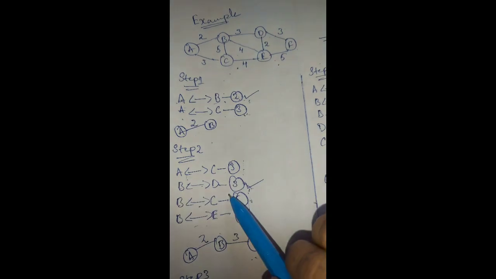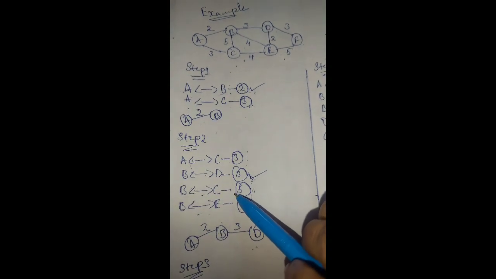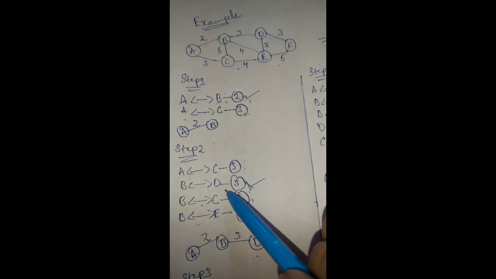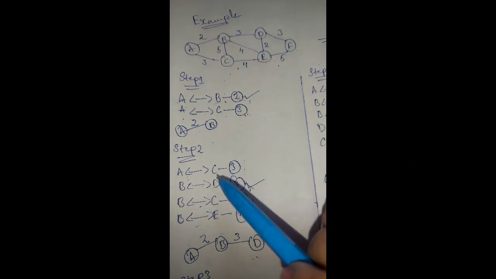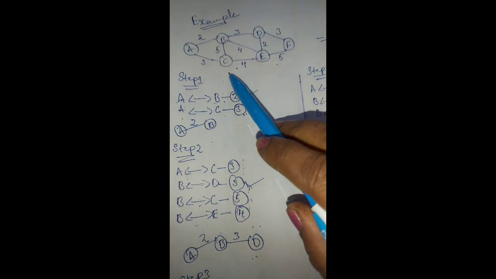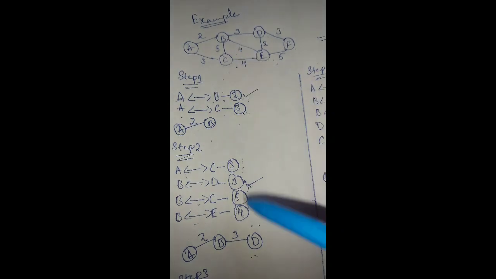Coming to step 2, that is A to C, I have to continue in step 2. So that is A to C, and B to D, and B to E and B to C, and take the cost.